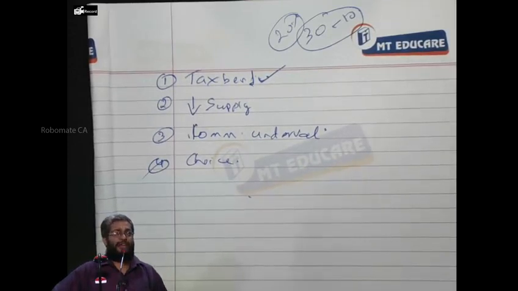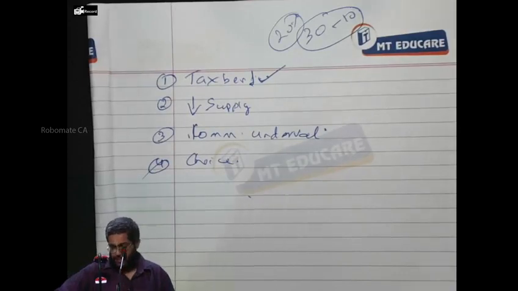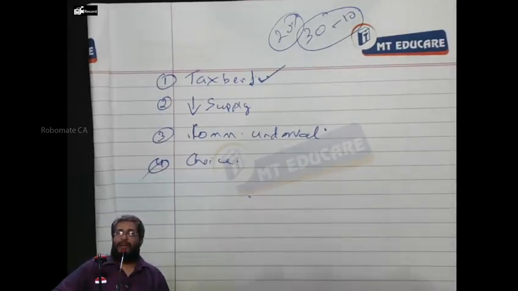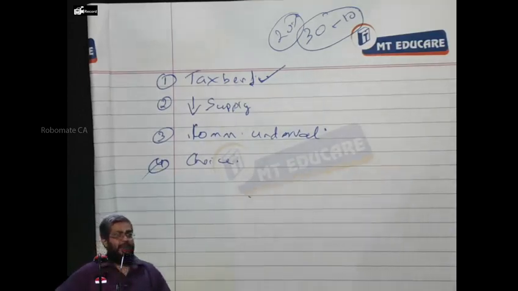Last point. Point number 5 or 6? 6. Buyback can be used to alter the company's capital structure.